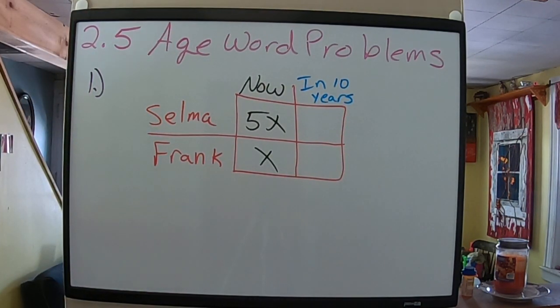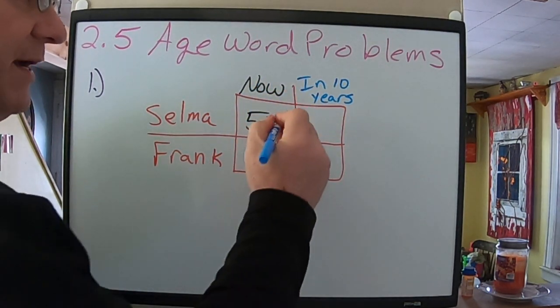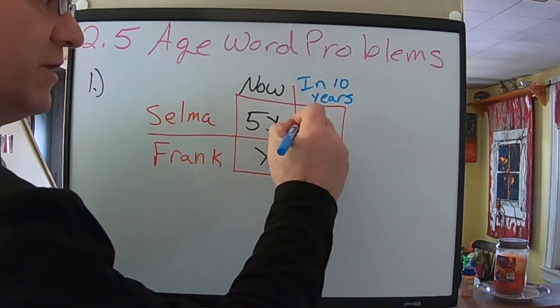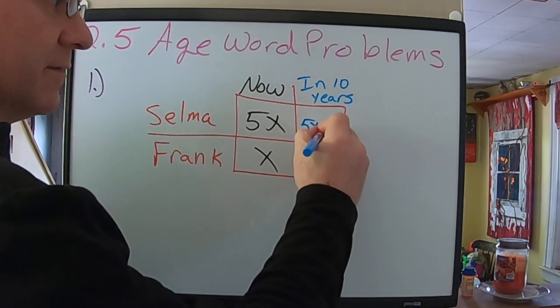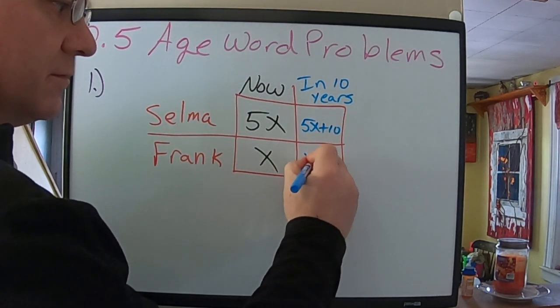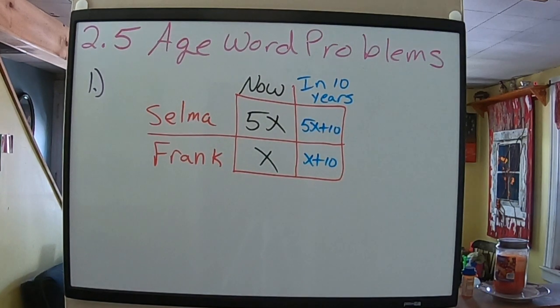Now it's either going to be in 10 years or 10 years ago, something like that. Now, if you're 15 now, how old will you be in 10 years? You'll be 25. So you're adding 10 to that amount. So I'm going to take their now age and add 10. Now I have their ages in 10 years.